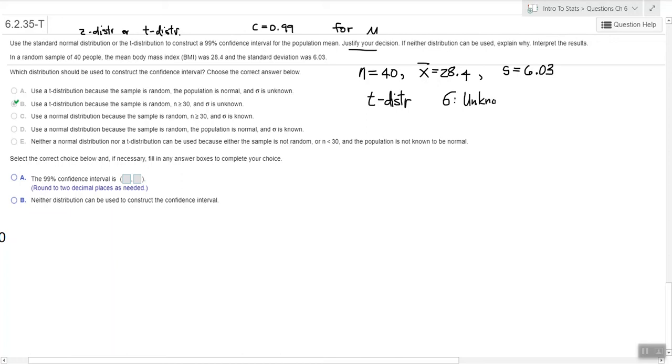And that's what tells me: if the population standard deviation is known, it's the Z distribution. So notice, use a T distribution because the sample is random, good, n is greater than or equal to 30, and the population standard deviation is unknown. Let's compare the wording of this question with a different wording where you would choose Z instead of T.